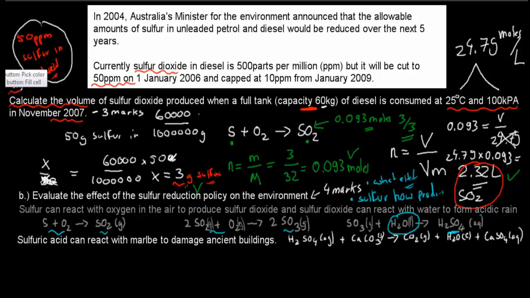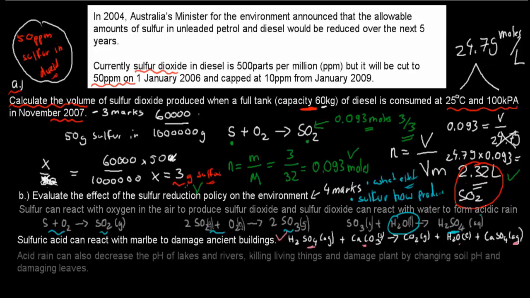So sulfuric acid can react with marble to damage ancient buildings. And then this is just the equation for that. H2SO4, sulfuric acid, plus calcium carbonate, which is a solid, will turn into carbon dioxide, water, and calcium sulfate, which is aqueous. So that's why that solid was damaged, because now it's gone liquid or aqueous. That was the first point. It can damage buildings.